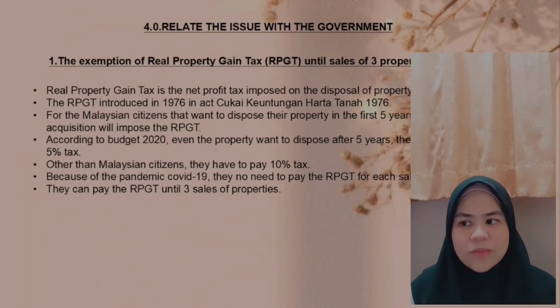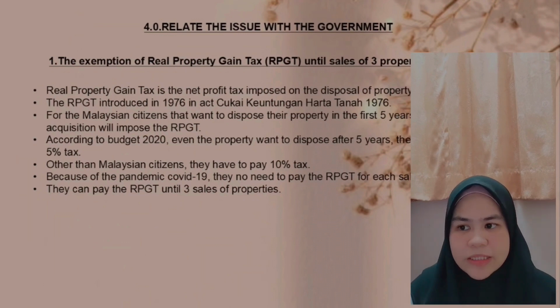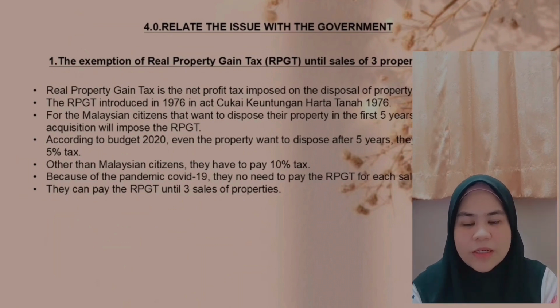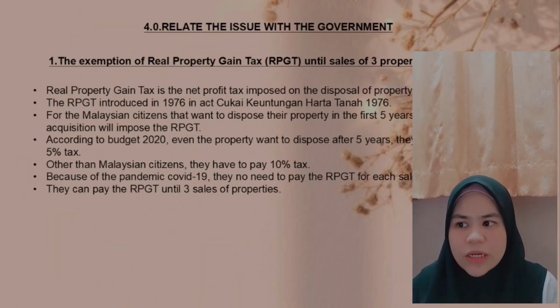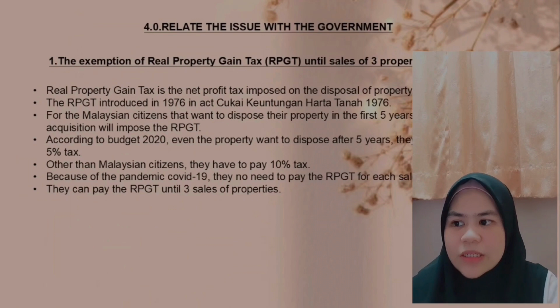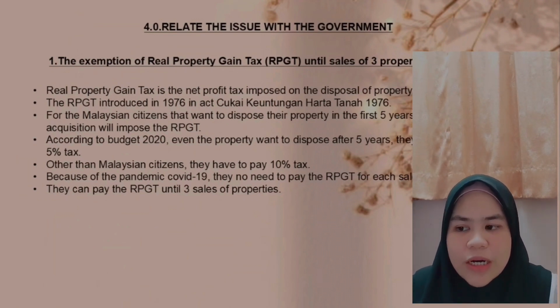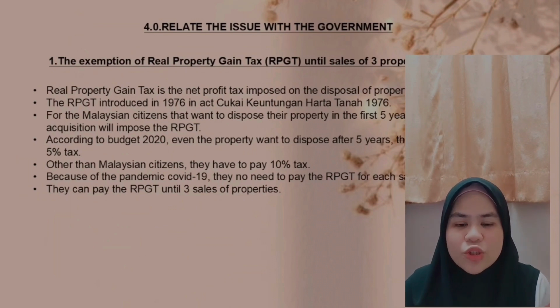First, the government gives the exemption of real property gains tax, which is RPGT, until sales of 3 properties. RPGT is the net profits tax imposed on the disposal of property. The RPGT was introduced in 1976 in the Real Property Gains Tax Act 1976.